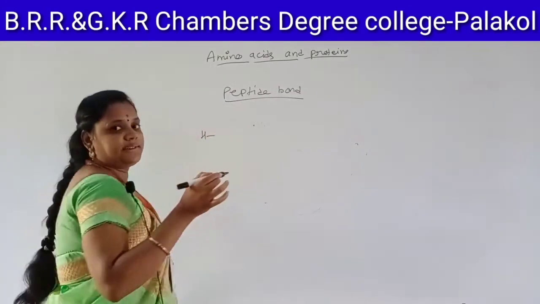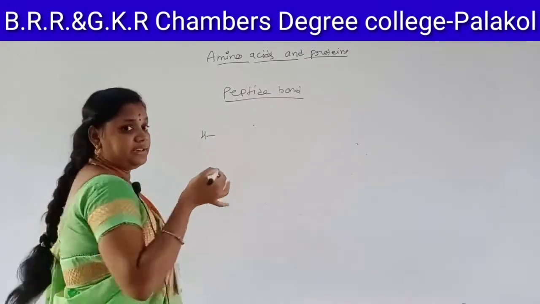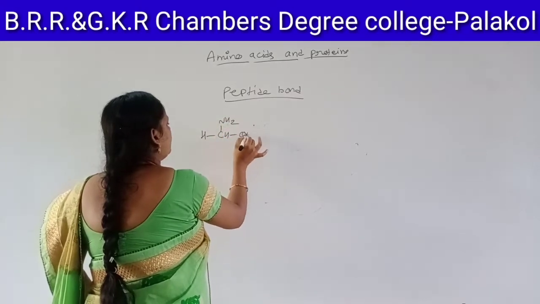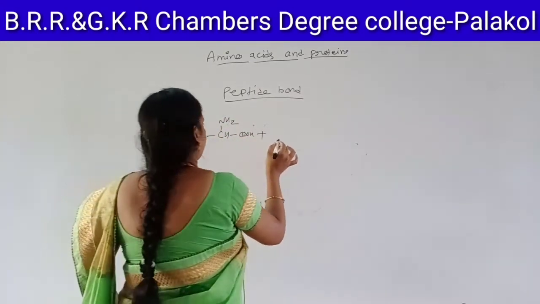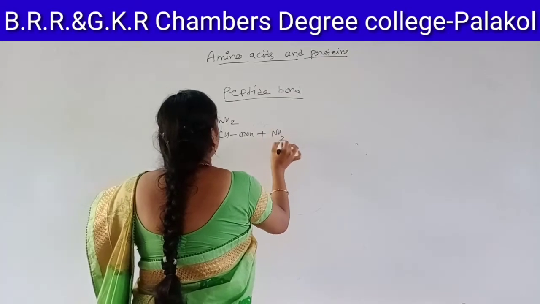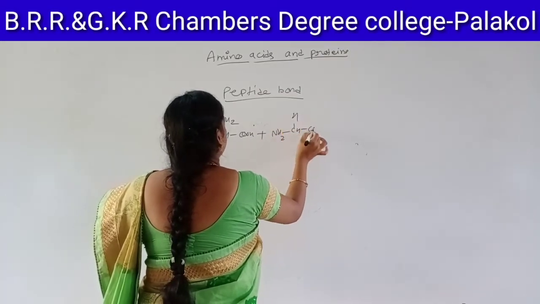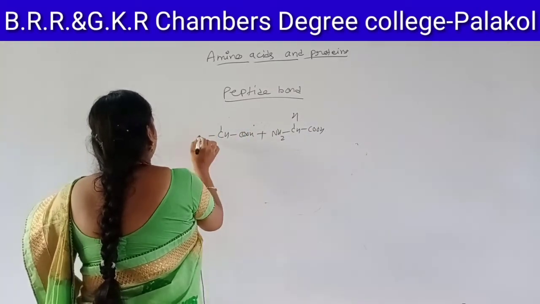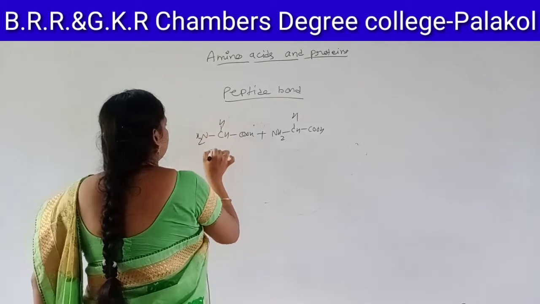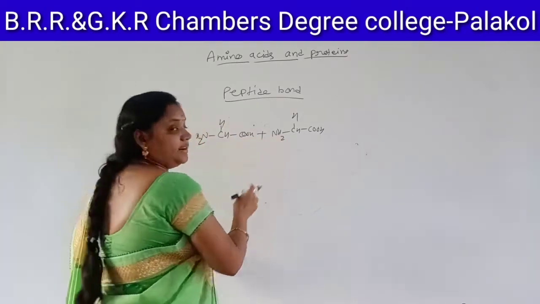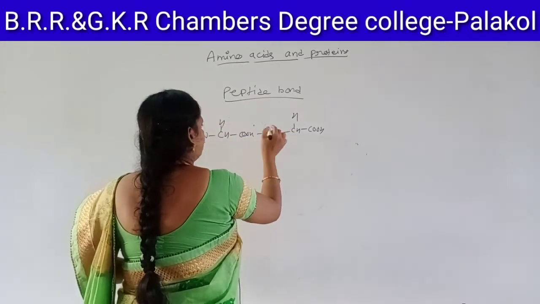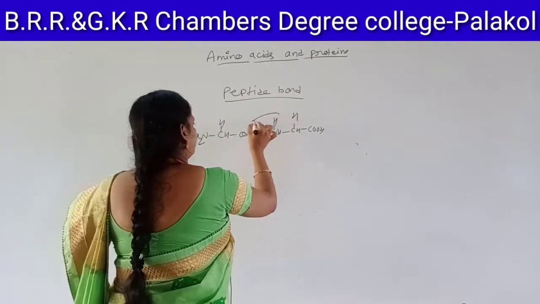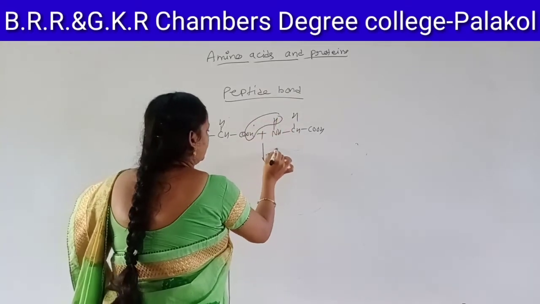Example: do you remember the structure of glycine, students? Yes, we have written it many times. H CH NH2 COOH plus NH2 CH2 COOH. It will be clear if I write NH2 here and H here. Here water will be eliminated. H from the NH2 group and OH from the COOH group will be eliminated as water.